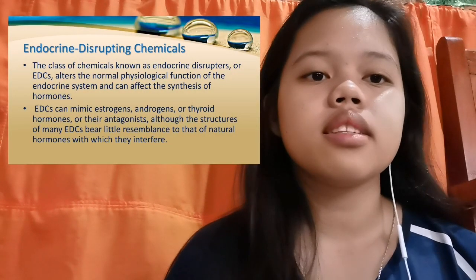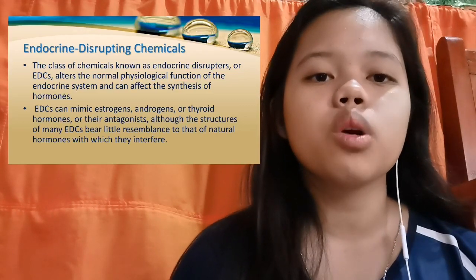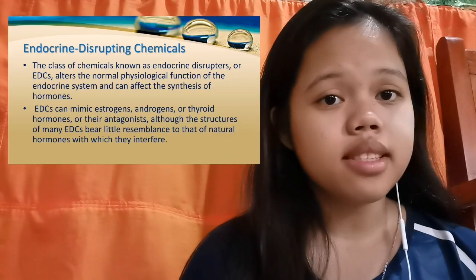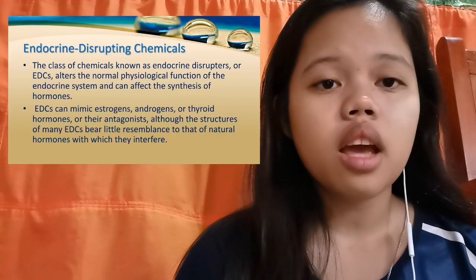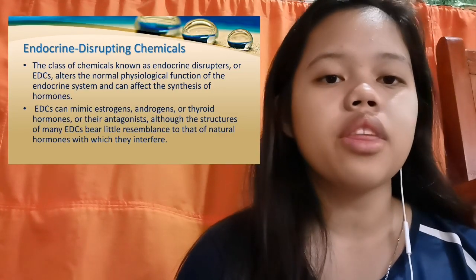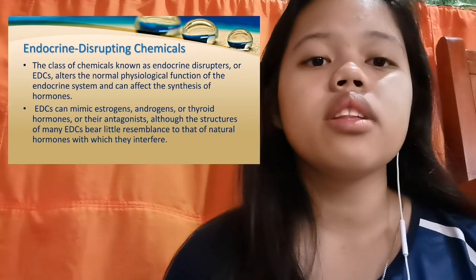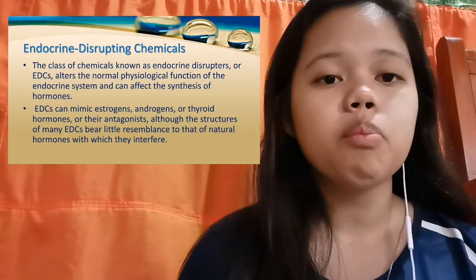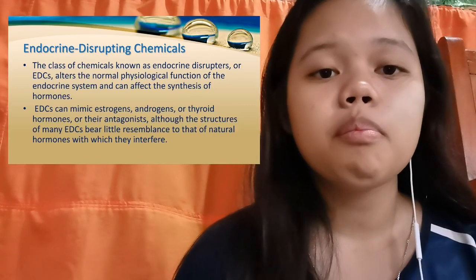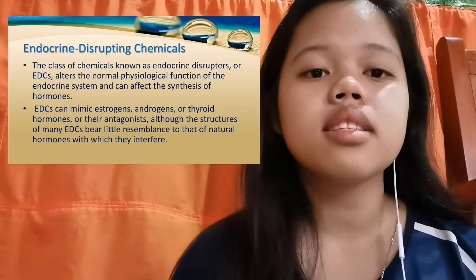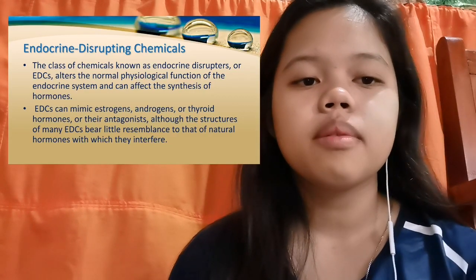Endocrine disrupting chemicals. The class of chemicals known as endocrine disruptors, or EDCs, alters the normal physiological function of the endocrine system and can affect the synthesis of hormones. EDCs can mimic estrogens, androgens, or thyroid hormones or their antagonists, although the structures of many EDCs bear little resemblance to that of the natural hormones with which they interfere. Other EDCs include the polychlorinated biphenyls, commonly used pesticides such as atrazine and other triazine chemicals, and the phthalates.